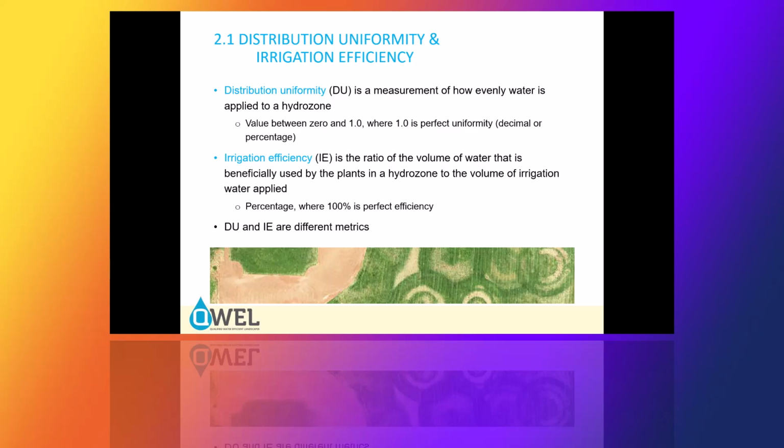For irrigation efficiency, a lot of the water could be used inefficiently due to runoff. If we're overwatering with those fixed spray heads that are putting out a precipitation rate much higher than what our clayey soils can take on, we're going to get a lot of runoff. That's obviously not water that's going to be beneficially used by the plants. Situations like that. DU and IE are different metrics.